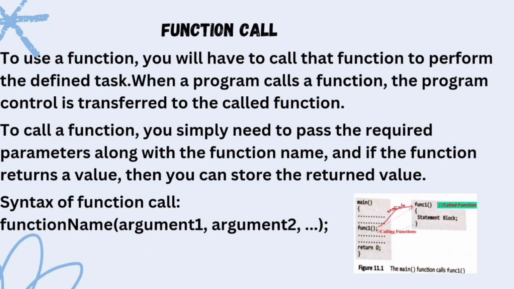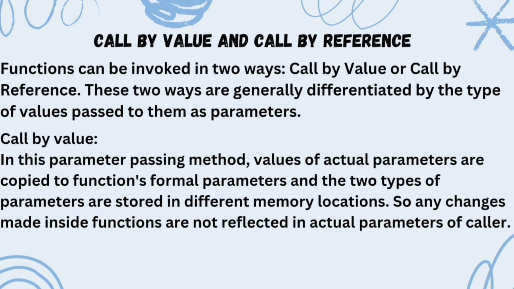Here in the diagram we can see that the main function calls a function named function1. Therefore the main function is known as calling function and function1 is known as called function. When a compiler encounters a function call, instead of executing the next statement under the main function, the control jumps to the statements which are part of the called function. So after the called function finishes executing its task, the control comes back to the calling function.